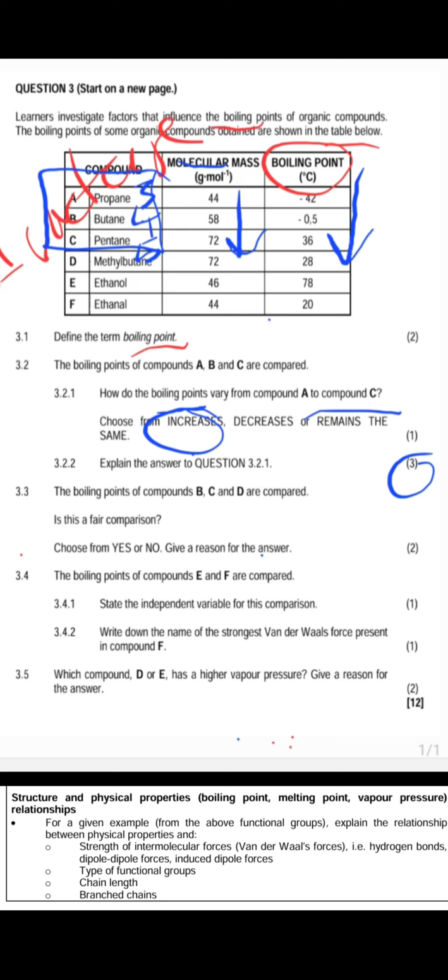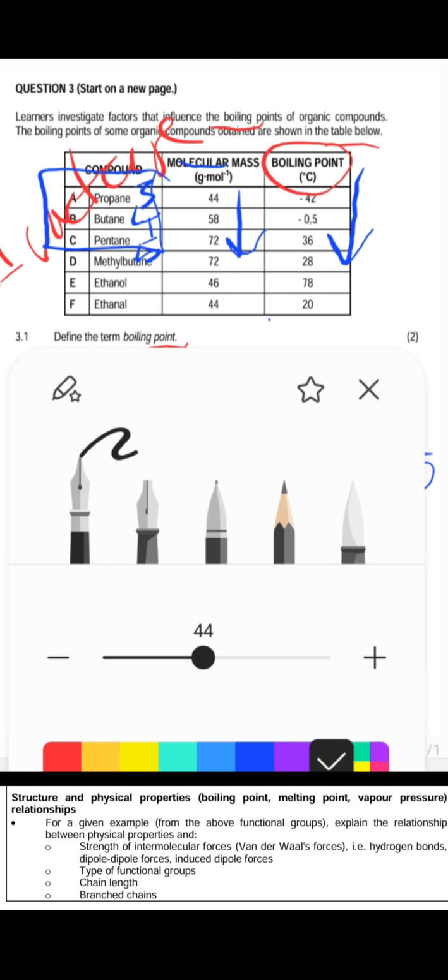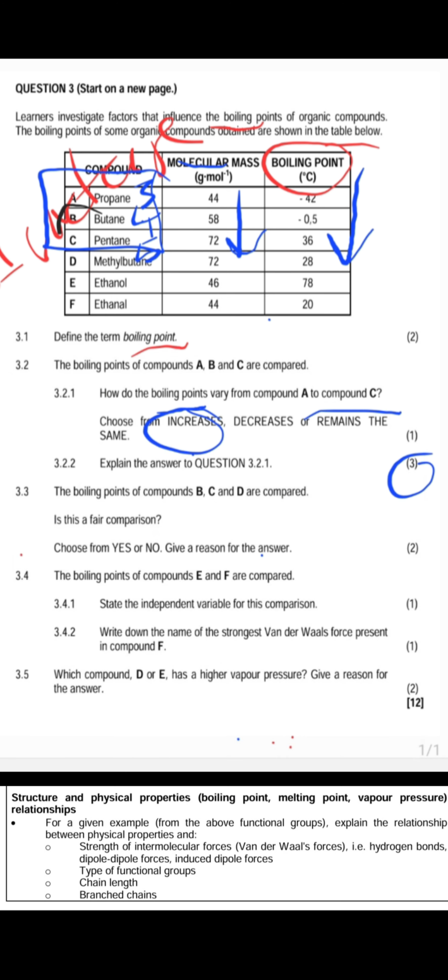Now 3.3, the boiling points of compounds B, C, and D. So here we are, perhaps let me use this color here, black. B, C, and D is what we are comparing: butane, pentane, and methyl butane. So let's see the difference here.